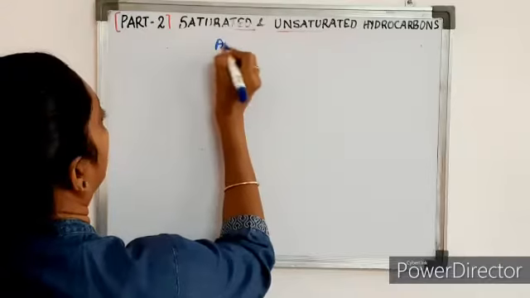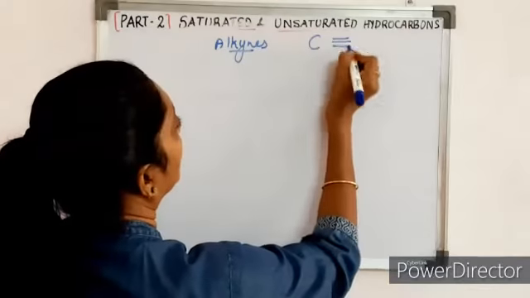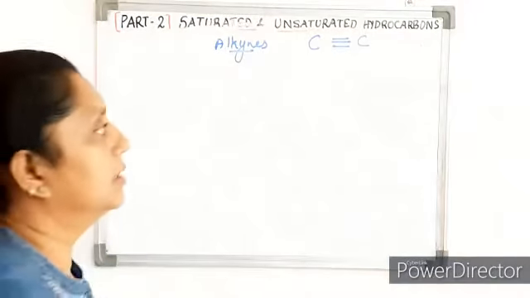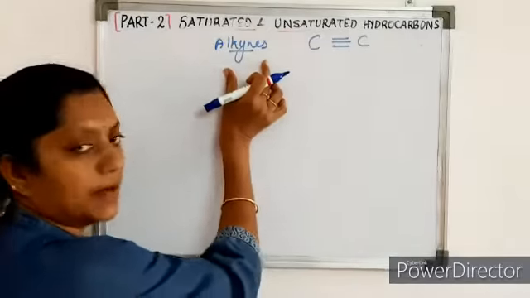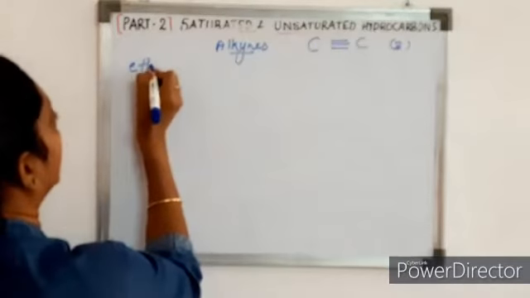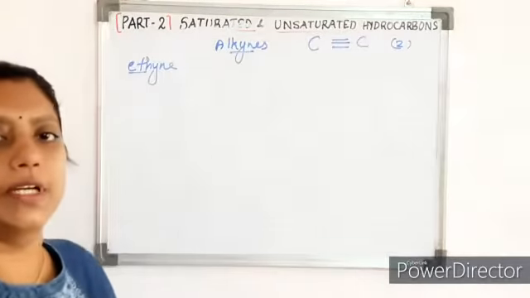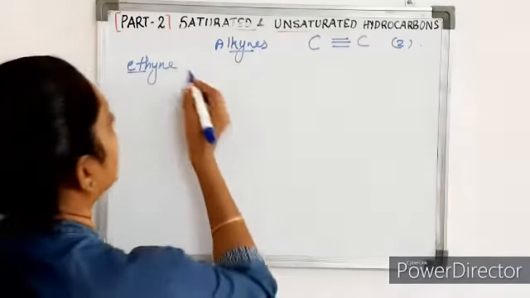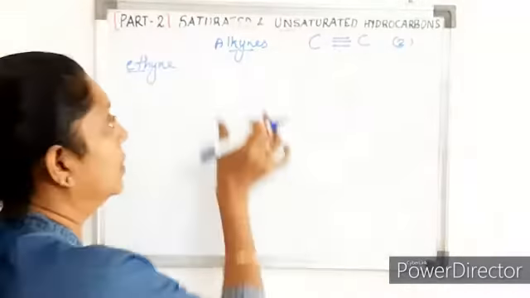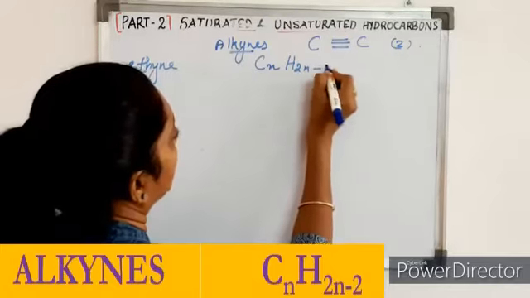Okay. Now, alkynes. What are alkynes? Alkynes are unsaturated hydrocarbons having a triple bond between 2 carbon atoms. So, the first member of this family has how many carbon atoms? 2 carbon atoms. So, the first member is ethyne: eth for 2 carbon atoms and YNE because it is an alkyne. Okay. So, the general molecular formula for alkynes is CnH2n-2.